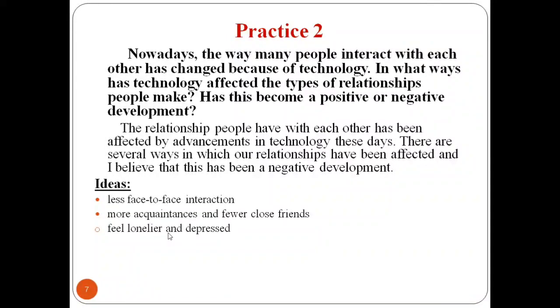And secondly, we have said this has been a negative development, so we will discuss the arguments. People feel lonelier and depressed. This is the negative development that has occurred due to technology. And secondly, people are losing some important social skills that they had in the past: how to talk with each other, how to behave with the elders, and how to spend time with the elders and the family members.